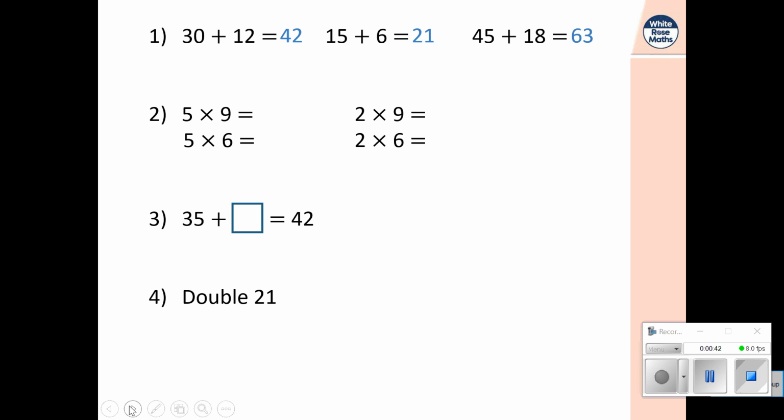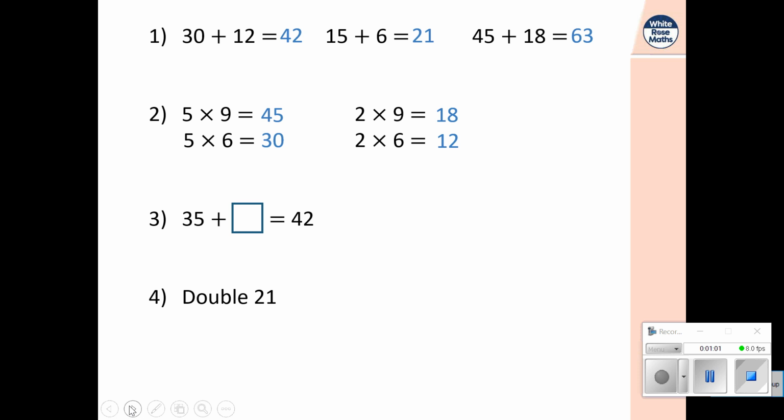Okay, here we're practicing our times tables. We're actually practicing our 5 times tables as well as our 9s and our 6s and our 2s. 5 9s are 45. 2 9s are 18. 5 times 6 is 30. And 2 times 6 is 12. All of this is just revision.